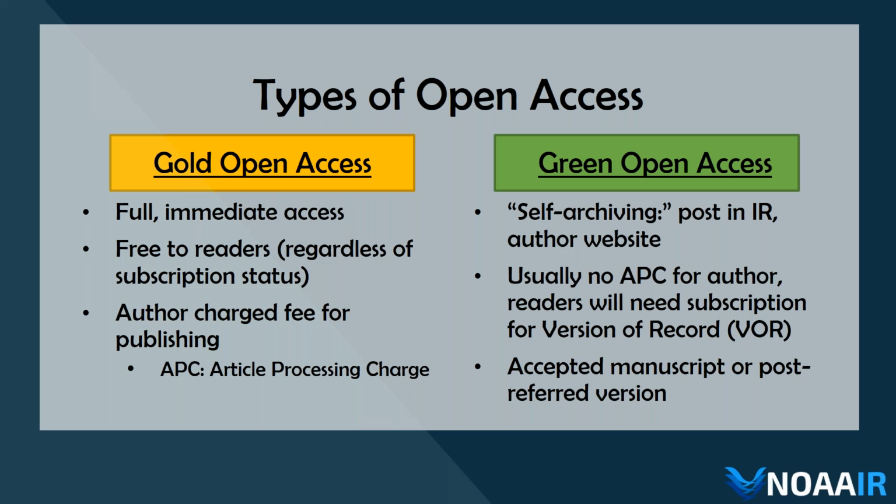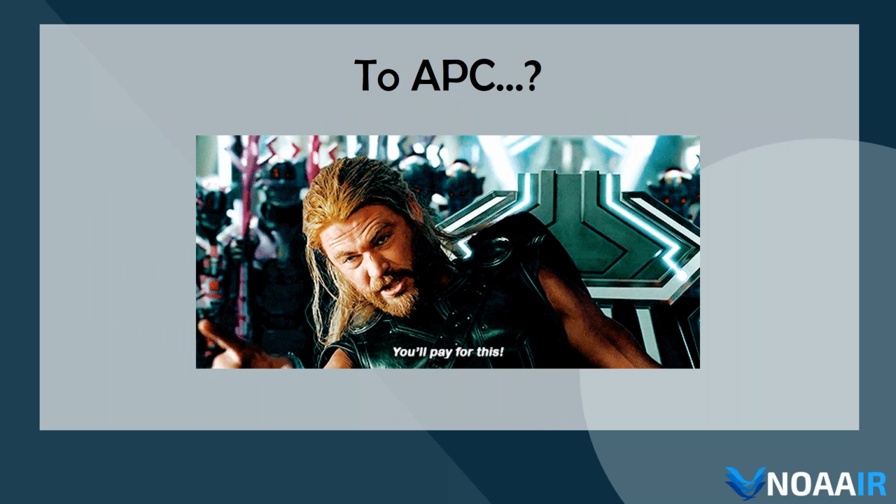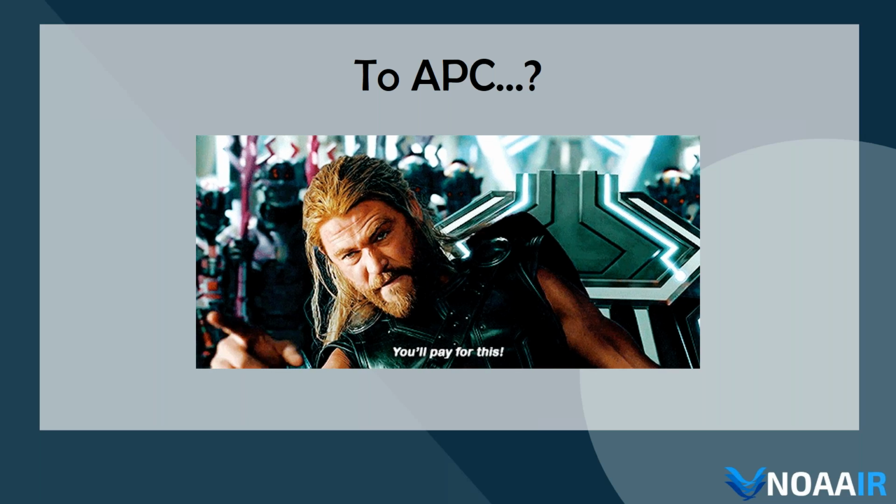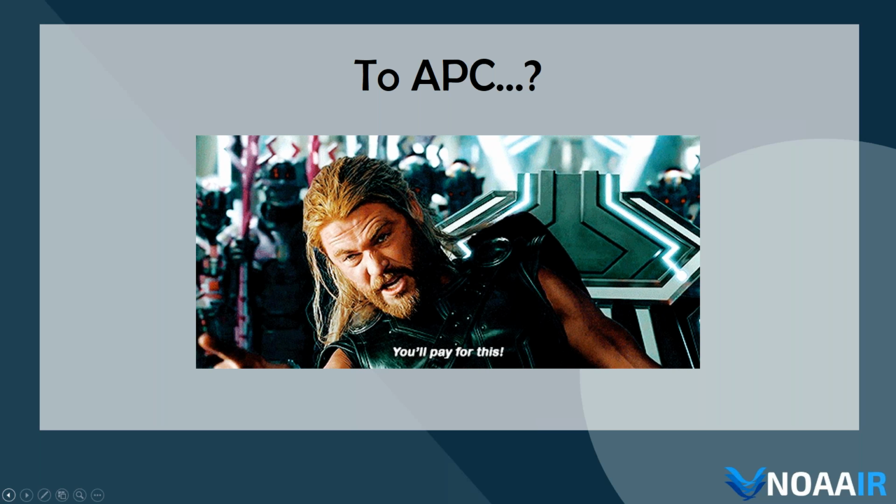So that brings up the question, right? If you have these two paths, do we APC? As Thor says, you'll pay for that. I mean, there are fees associated with it. So to get those immediate benefits, you have to pay for things, right? So with that fee, you're making the item open so readers can access it. But what you're really sort of paying for is the licensing.